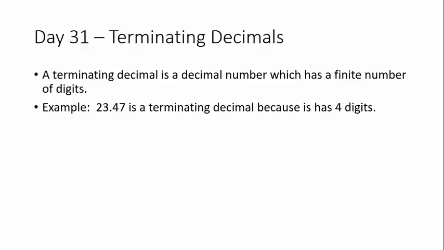Let's talk about some characteristics of decimal numbers. Sometimes we talk about a terminating decimal. A terminating decimal is a decimal number which has a finite number of digits. An example here is 23.47. This is terminating because the decimal number has only 4 digits. There are 2 digits to the left of the decimal point and 2 digits to the right of the decimal point.